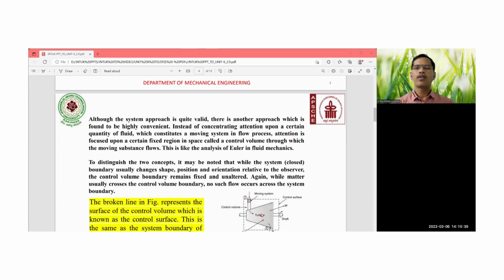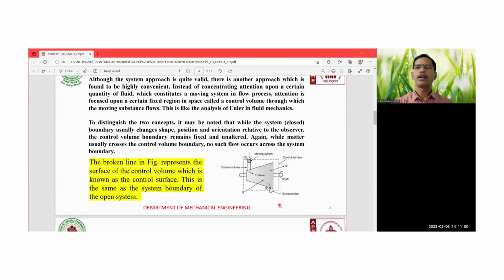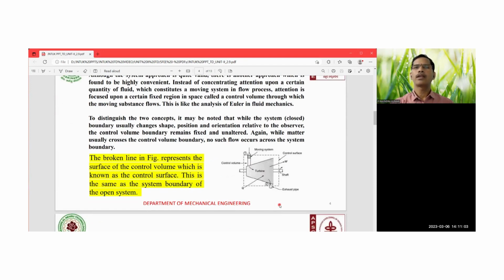Instead of focusing on the fluid flow behavior, if you focus on a certain fixed region in space, it is called the control volume, through which moving fluid is entering and leaving. This is the same analysis as the Eulerian approach in fluid mechanics. In fluid mechanics, we are going to study the Lagrangian approach and the Eulerian approach.